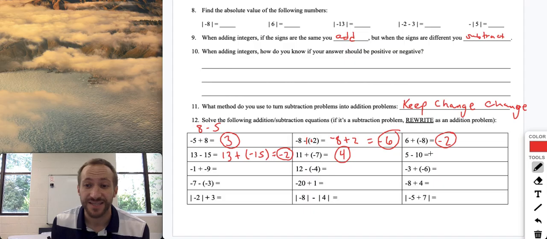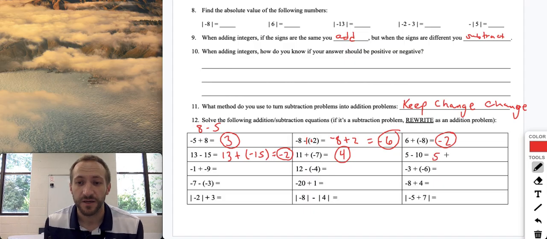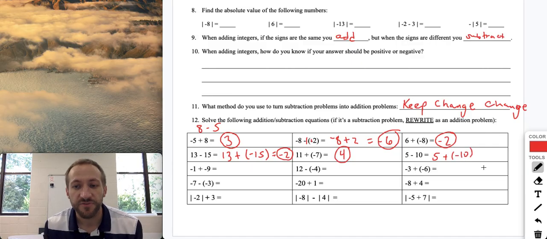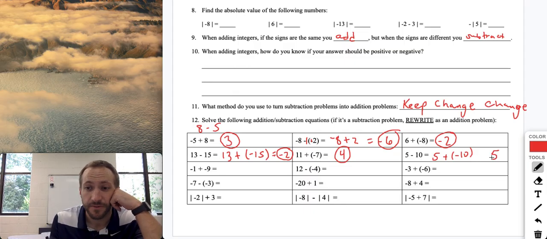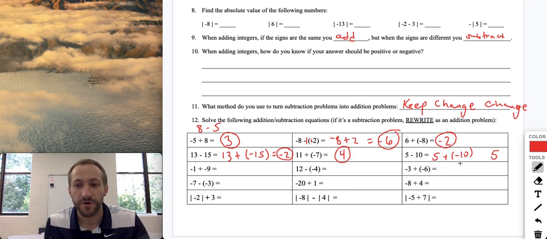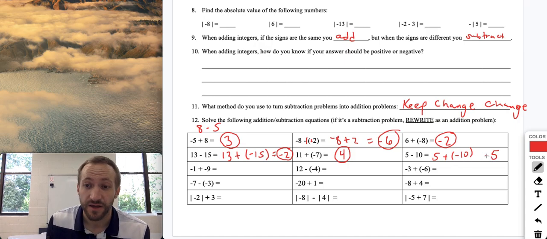Over here, 5 minus 10. Let's use that keep, change method. I'll keep the first number the same, change subtraction to addition and change the sign of the following number. So it's really 5 plus negative 10. So now I can use my addition rules. Signs are different. I'll think about subtracting. So I'm going to get 5. The sign of the bigger number, at least in this case, is negative. So I'm going to have a negative 5. So that's what I'm looking for there.